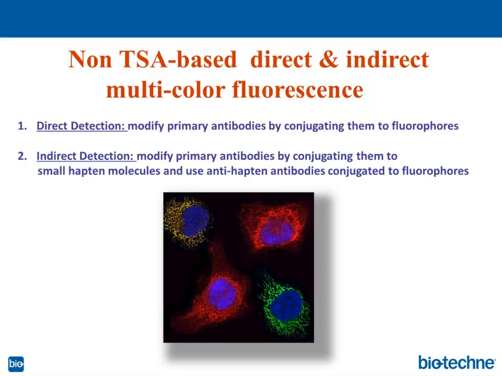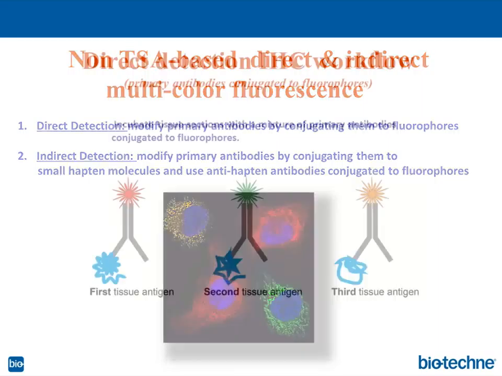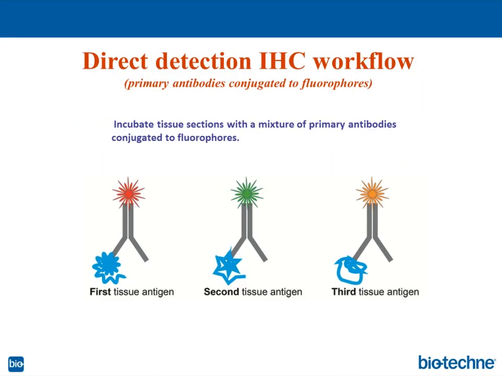Let's look at these protocols and go over their pros and cons as well. This is a direct detection in IHC, direct workflow. So, like I said before, antibodies conjugated directly to fluorescent dyes, and then we can pretty much mix them and have all three antibodies in one cocktail and incubate tissues or cells with these antibodies, and it's a very short protocol. We get detection easily and get results pretty fast.